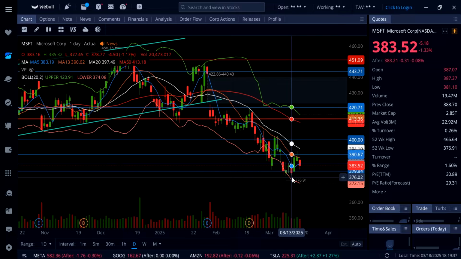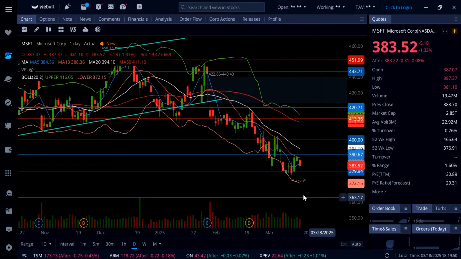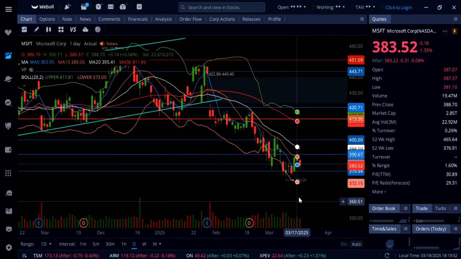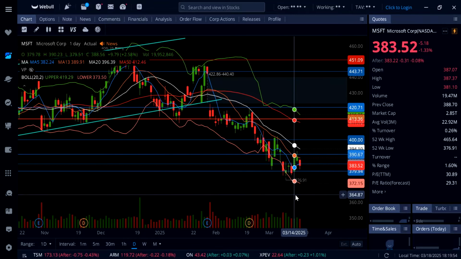Now, tomorrow will be interesting, guys, because we've got Trump now as president. We also have J. Powell coming out. So who is going to be the boss to make or break this market? J. Powell is coming out with the FOMC interest rate decision, and it's going to be really interesting to hear what he has to say tomorrow.